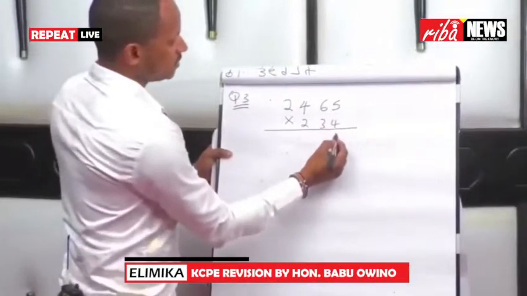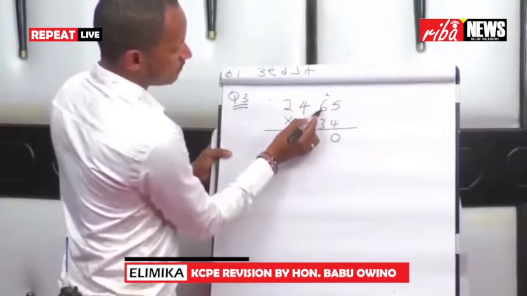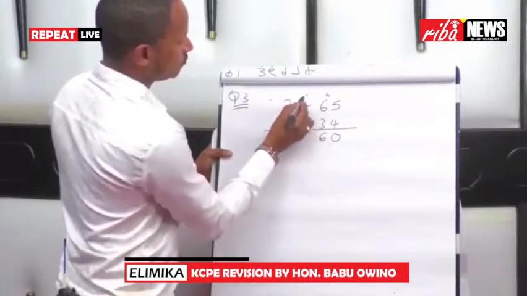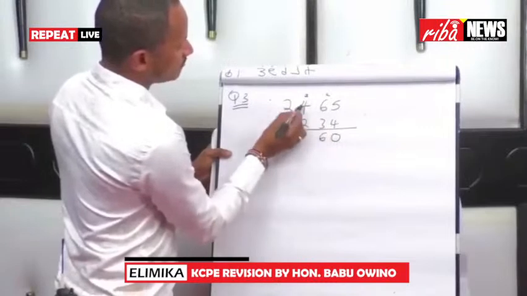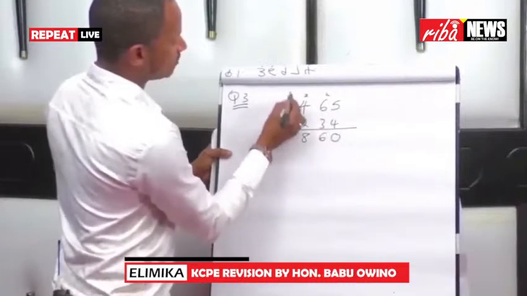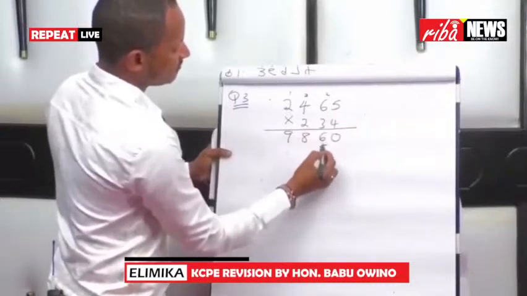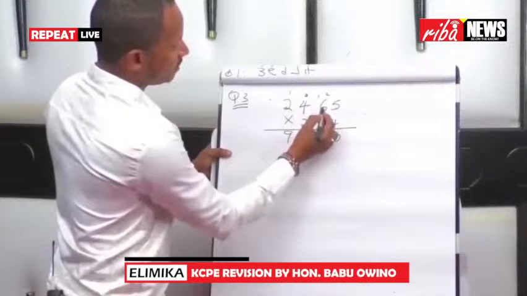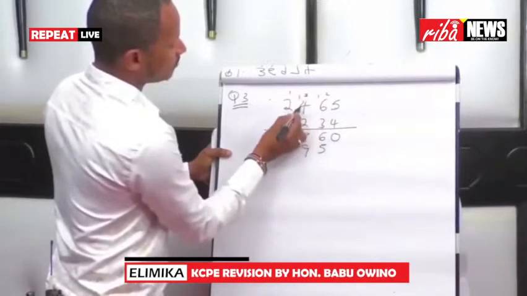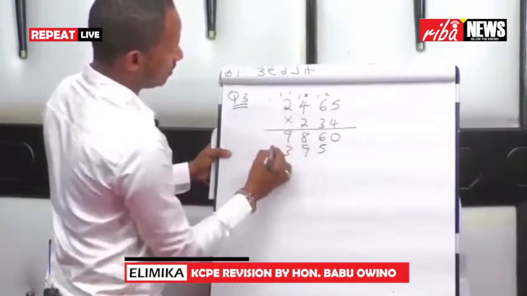So 5 times 4 is 20. 0 carry 2. 4 times 5 is 20. 4 times 6 is 24. Plus 2 is 26. 6 carry 2. 4 times 4 is 16. Plus 2 is 18. 8 carry 1. 4 times 2 is 8 plus 1 is 9. Then 3 times 5 is 15. Write 5 carry 1. 3 times 6 is 18. Plus 1 is 19. 9 carry 1. 3 times 4 is 12. Plus 1 is 13. 3 carry 1. Then 3 times 2 is 6 plus 1, 7.